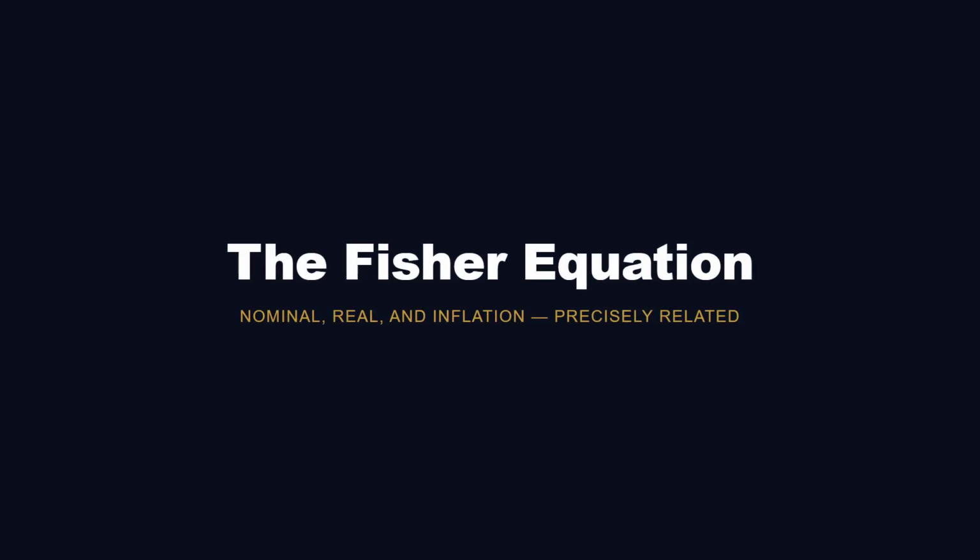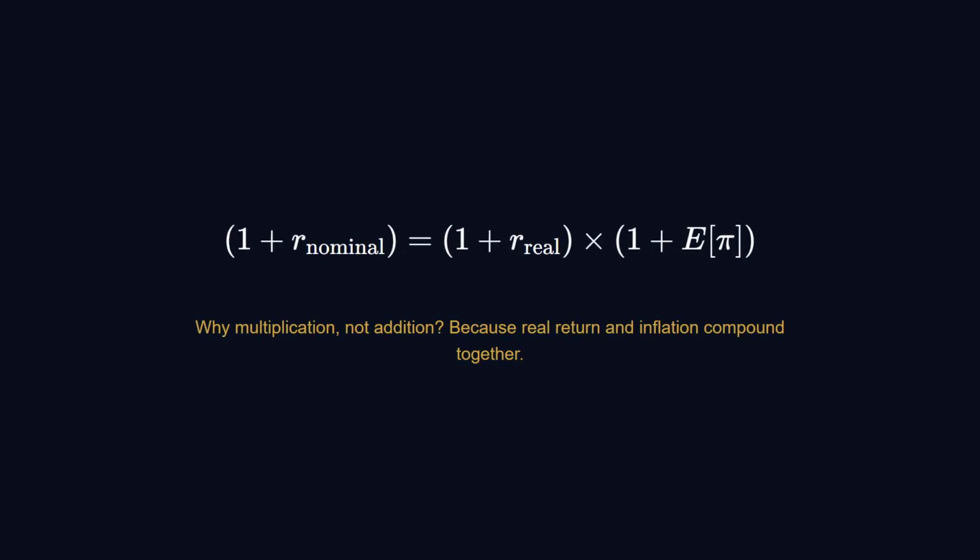Now the Fisher equation. This is the precise mathematical relationship between nominal rates, real rates, and inflation. 1 plus the nominal rate equals 1 plus the real rate times 1 plus the expected inflation rate. Why is it multiplication and not addition? Because the real return and inflation compound together.